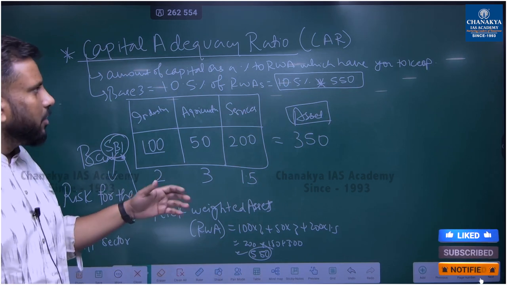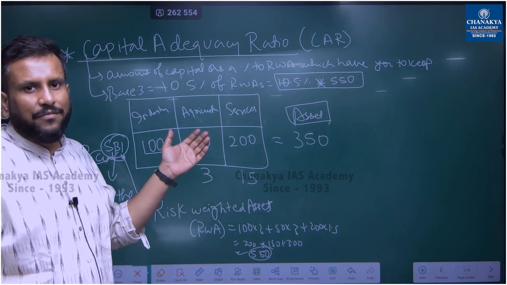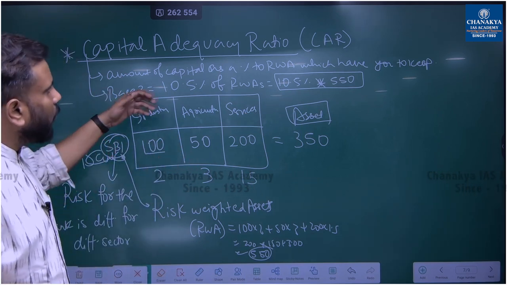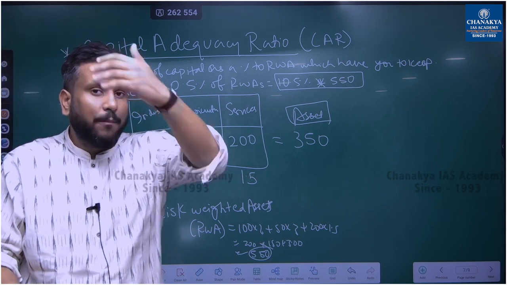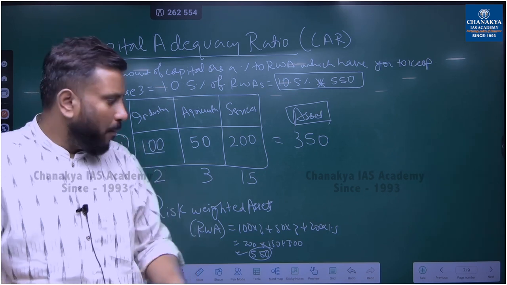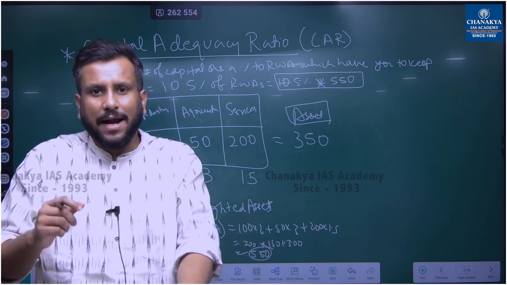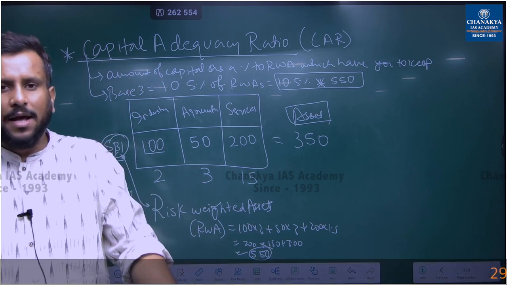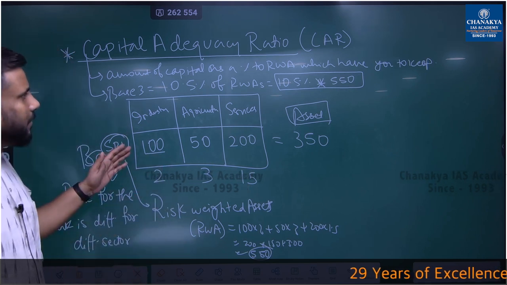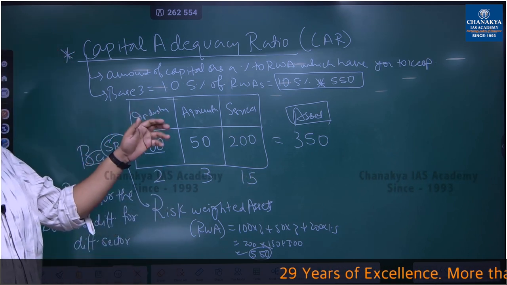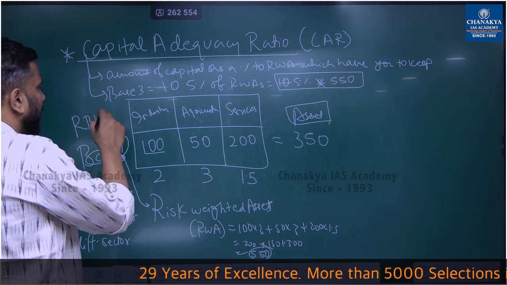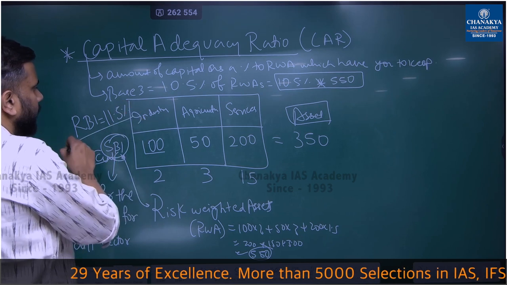Okay, so this is how you have to keep the risk weighted assets. So this is your capital adequacy ratio: how much capital a bank has to keep as a proportion to its risk-weighted assets, so that in future, if there's any loss, the banks are able to compensate for that loss. So as per the Basel III guidelines, how much is compulsory? 10.5%. But RBI has made it compulsory that every bank has to keep 11.5%.